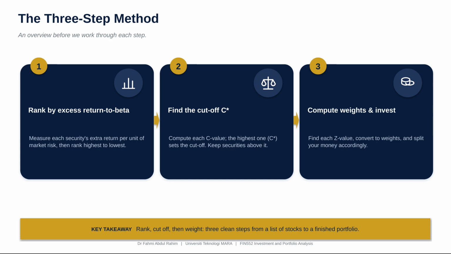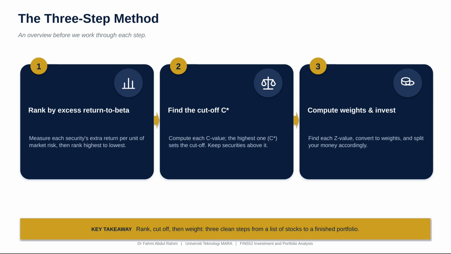Step 2. Find the cutoff, called C star. We compute a running C value for each security, and the highest of these becomes the cutoff C star, the bar a security must clear. We keep only the securities whose score is above this cutoff.